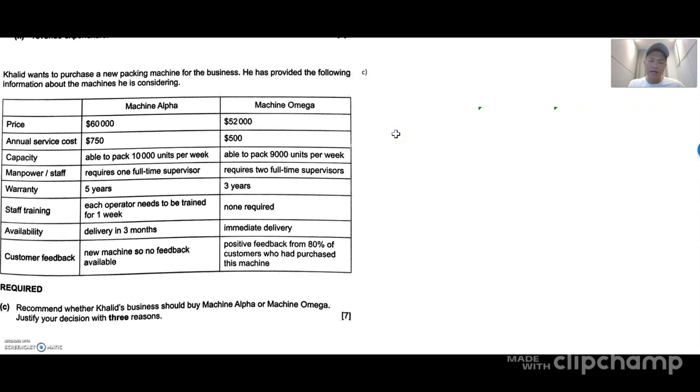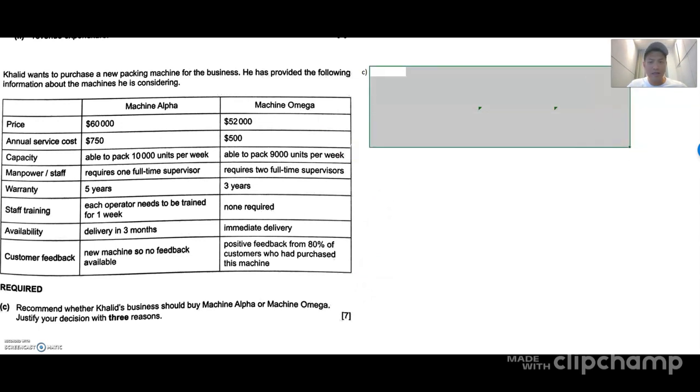Now, this is one of those questions that have come around in syllabus 7087, and I kind of applaud the syllabus for this, because it's questions that are a bit more real life scenario, and the answers are not really black and white. You could choose alpha machine or omega machine in this case, and you just need to justify it, and you could get it right. Okay. So let's look at what I've done.